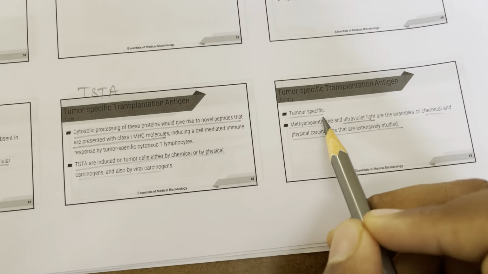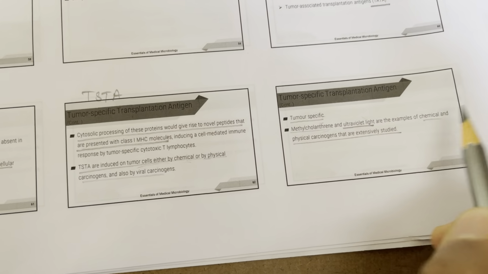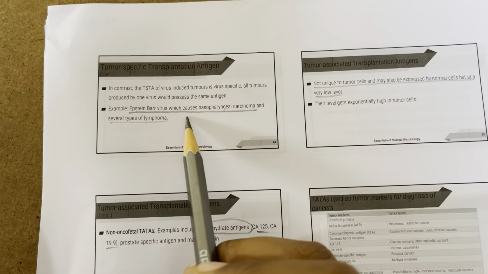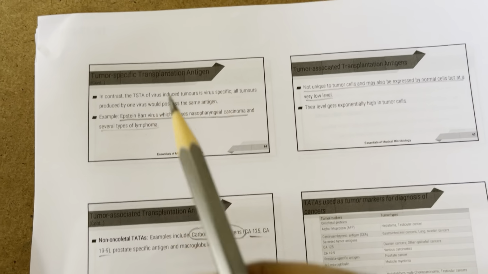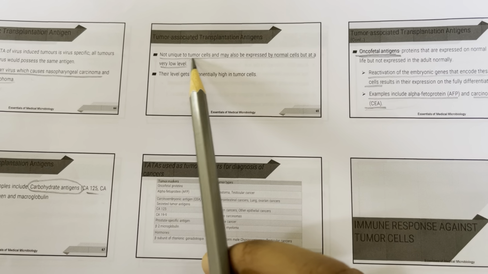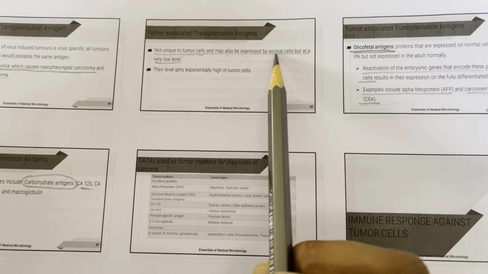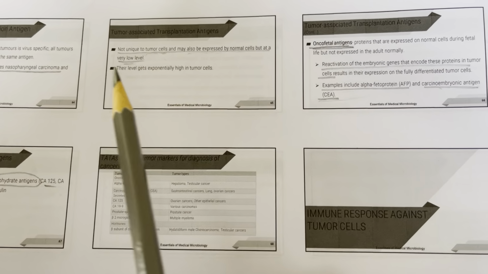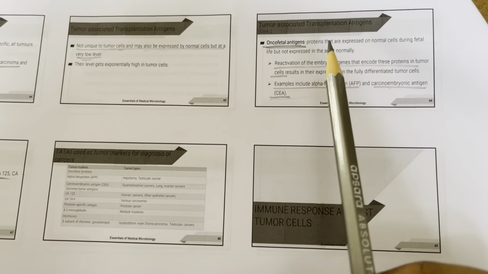So tumor specific, and for example ultraviolet light is an example of a physical carcinogen, whereas EBV induced nasopharyngeal carcinoma and several types of lymphoma are viral induced. And TATAs are not unique to tumor cells. They may also be expressed by normal cells but at a very low level. But in tumor cells, their level gets high.